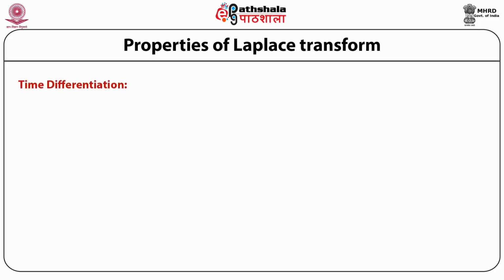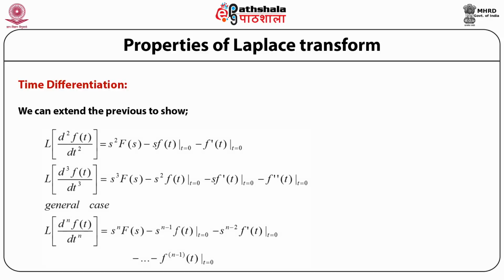What we are going to see here is how to extend the result which we have learned before. That means we want to do L of the second differential, L of the third differential, nth differential. So the Laplace of the second differential is equal to s square times F of s minus s into f of s at time t is equal to 0 minus f dash of t at time t is equal to 0, and you have to just continue it.